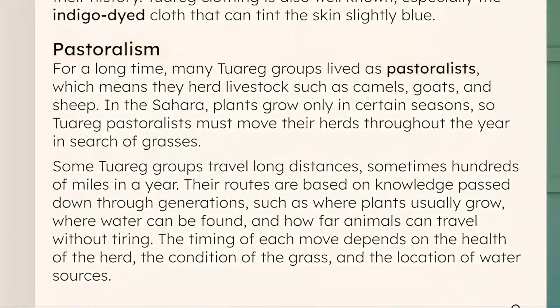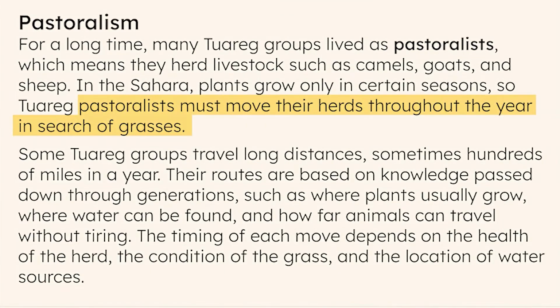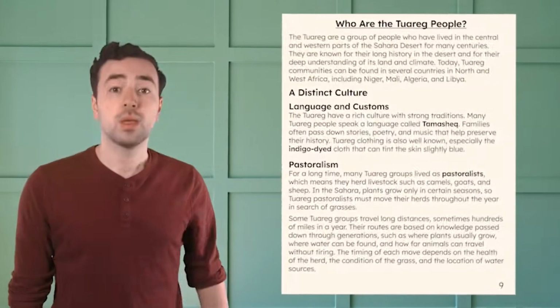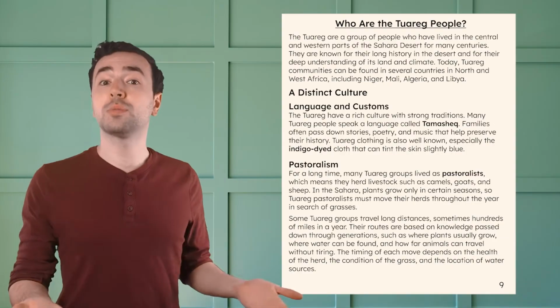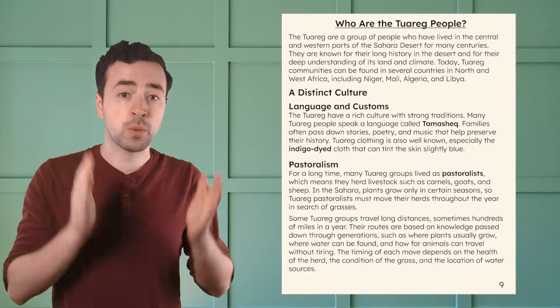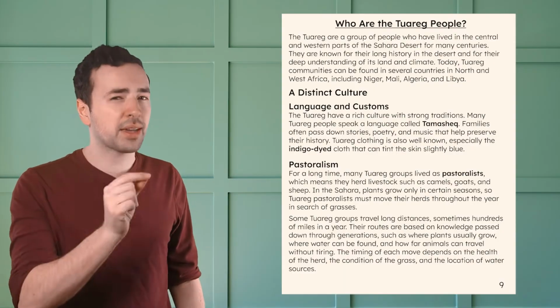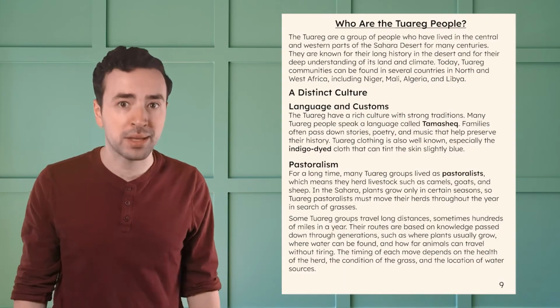to start. Here we can see that pastoralists are people who herd animals and move them to different grazing areas throughout the year. The author explains that Tuareg pastoralists travel long distances and use knowledge passed down through generations to decide when and where to move their herds. So the index helped us to find the page with the information we wanted, and then the headings, subheadings, and keywords helped us lock in on the part of the page that explained it.